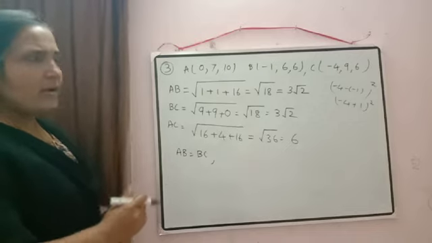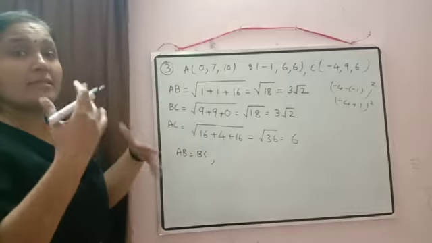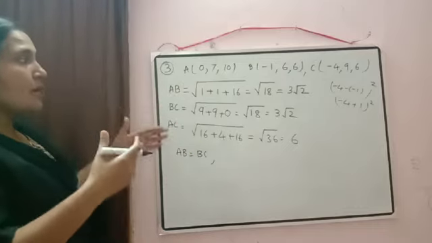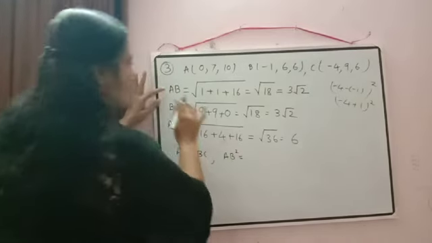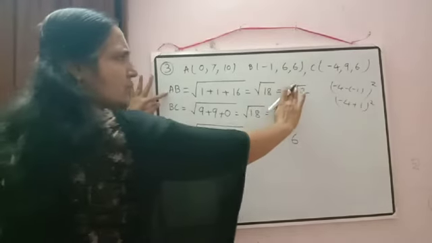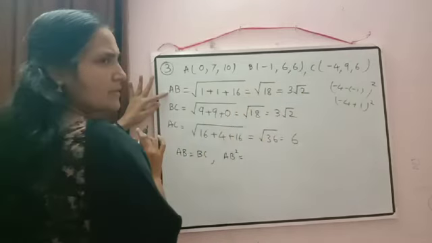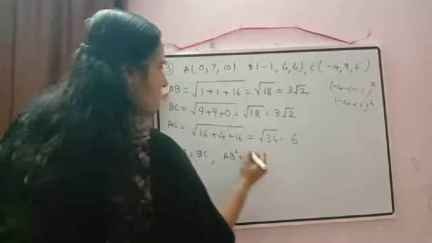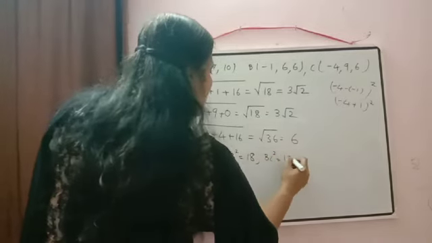For that we don't need AB, because in the Pythagoras theorem, hypotenuse square, we want the square of all the sides. So AB square, what will come? AB is equal to root 18, so AB square will be equal to 18. BC square is also equal to 18.